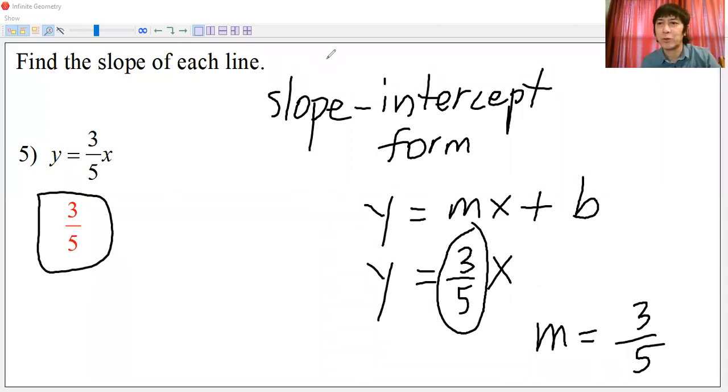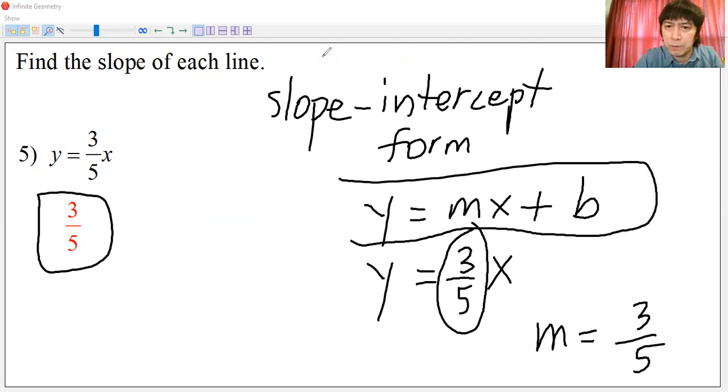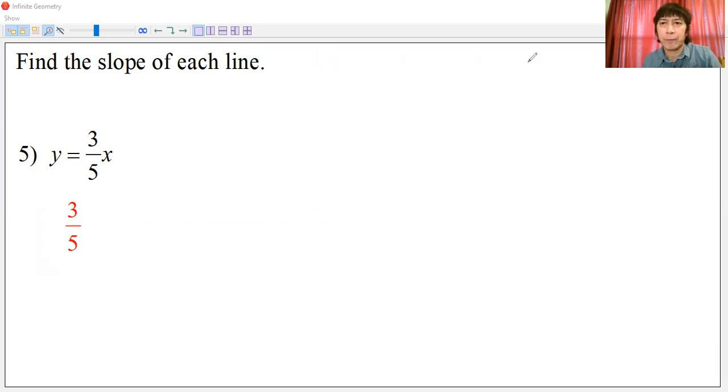All right, so that goes to our number 5. You only need to recognize the format, okay? So don't forget this format over here. That is called slope-intercept form. The M is the slope, and the small b is the y-intercept. All right, let's continue with the next. Let's have the next problem.